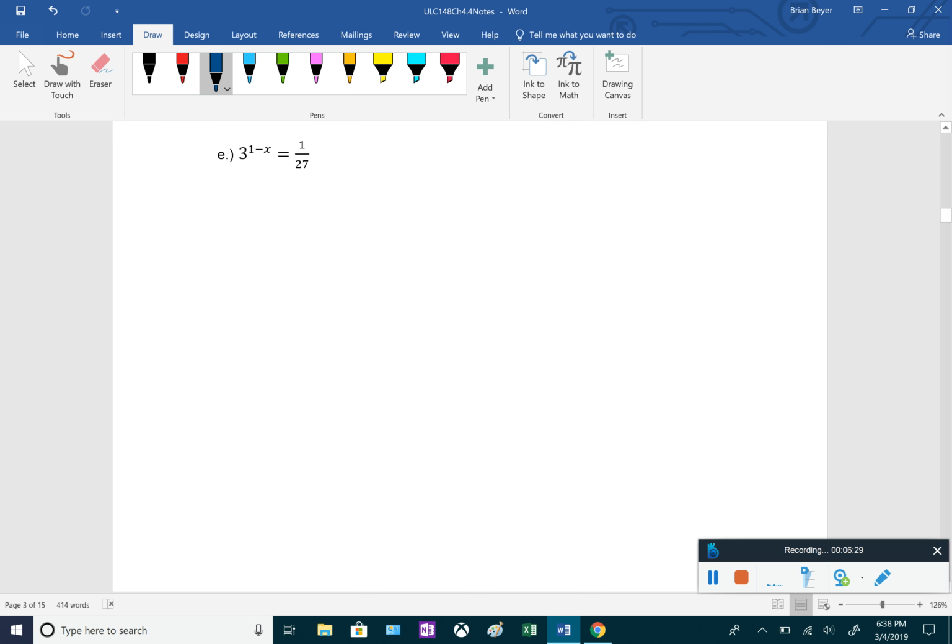Okay, so let's do maybe three more here just to see all possible types we can see. So we have 3^(1-x) = 1/27. So we have to pull a little bit of a trick here. We have a fraction, 1 over 27. We have to rewrite this as 27 to the negative 1. 27 to the negative 1 is the same as 1 over 27 to the positive 1. Once we do that, it probably becomes more clear what we're going to do.